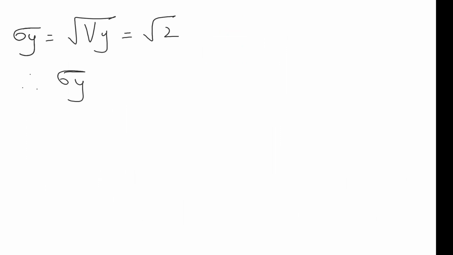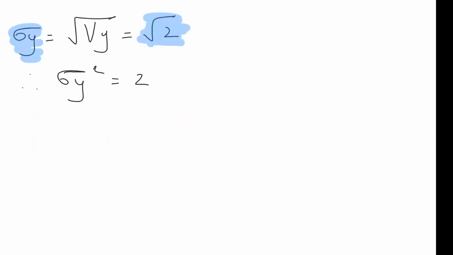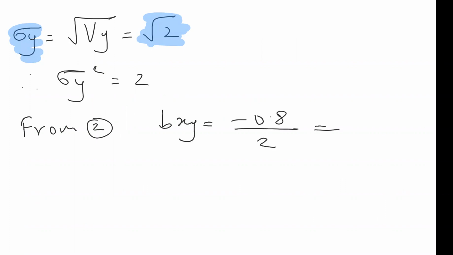So squaring both the sides, we'll have to square because the formula demands a square. Look at equation number 2, which you have copied. Equation number 2 has a square, hence I have squared both the sides, and I've got the standard deviation of y square as 2. So from 2, bxy is equal to minus 0.8 upon 2, which is minus 0.4. So byx and bxy are exactly same. The answer is minus 0.4.